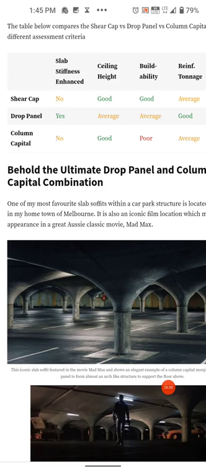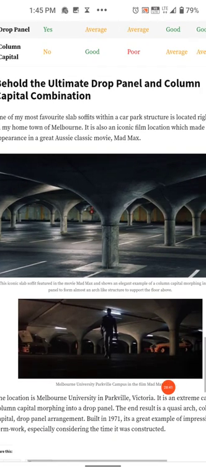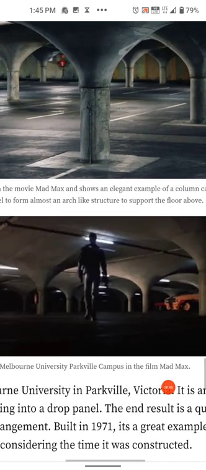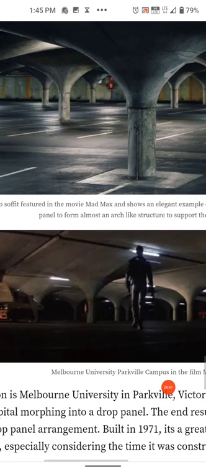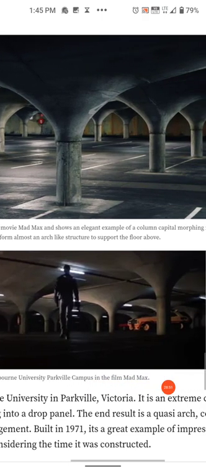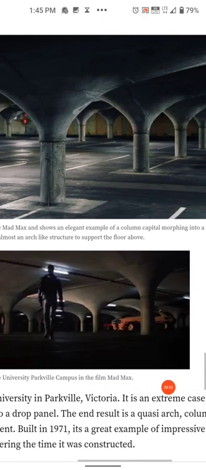Unless you're going to build this beautiful thing. Oh, there's the parking garage part. Yeah. Unless you're going to do something like that. And that's, you know, Melbourne University campus and the film Mad Max. Okay.